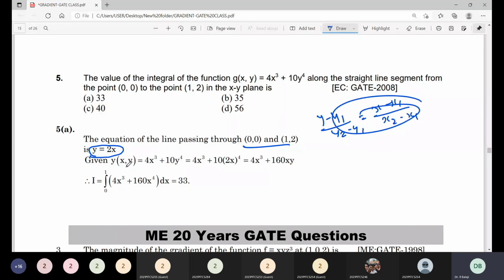Then given g of x comma y equal to 4x cube plus 10 y power 4, which is nothing but 4x cube plus 160x power 4. The x coordinate lies between 0 and 1. Therefore, 4x cube plus 160 x power 4. On integrating and substituting the upper limit and lower limit, we are going to get 33.